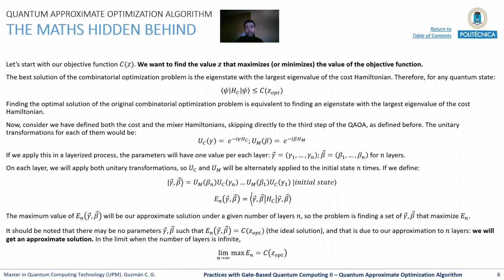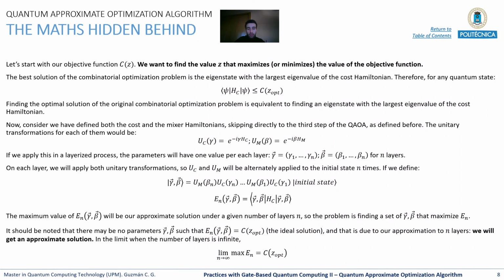So we have reduced an initial problem of minimizing or getting to the optimal value, to finding a set of gamma and beta that maximize that quantity, E depending on n. When we get to this point, we already have the definition of our problem. The only thing that we have to note beforehand is that there may be no parameters such that it equals the optimal value, the ideal solution.